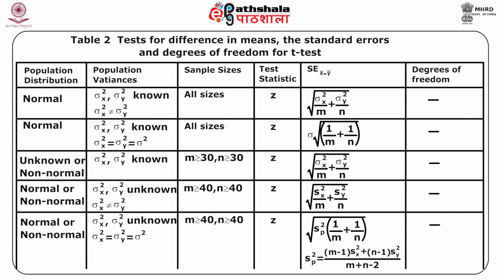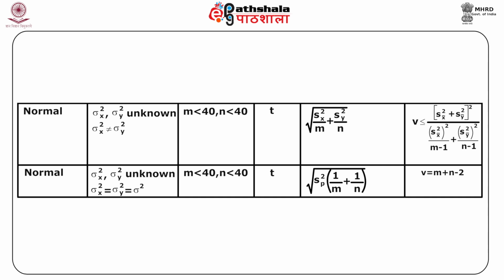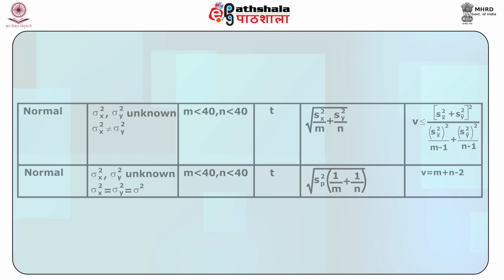The standard errors SE of x bar minus y bar for each type of test are given in table 2, as well as degrees of freedom for the t-test. So you can have a close look at table 2 and see how we have these for population variances. Now, this table 2 is for tests for difference in means, the standard error SE of x bar minus y bar and degrees of freedom for the t-test.